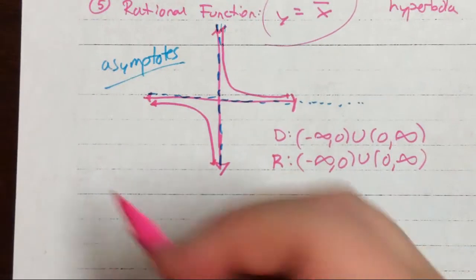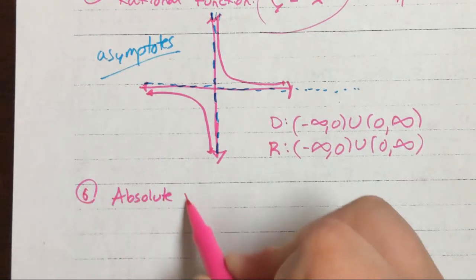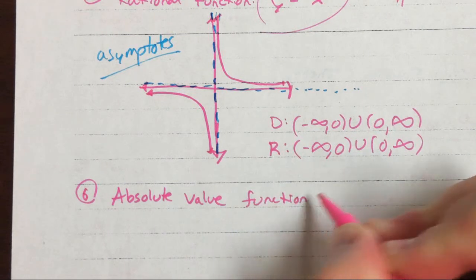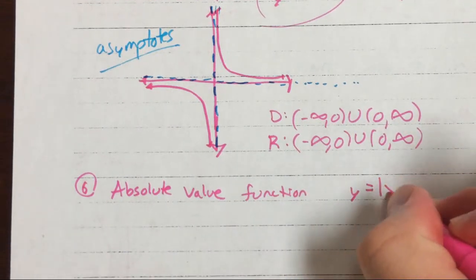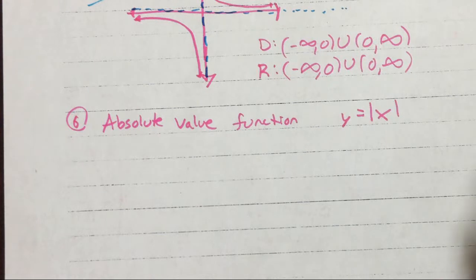And then the last parent function we have is the absolute value function. This is y equals absolute value of x. And we kind of talked about that a little bit before. Remember that was the one that was defined in a piecewise way. And remember when you have equations that you're solving, you have to break it up into the two cases, the positive and negative, right?